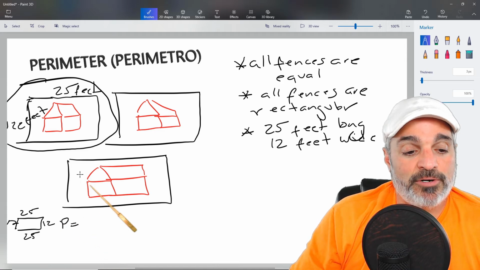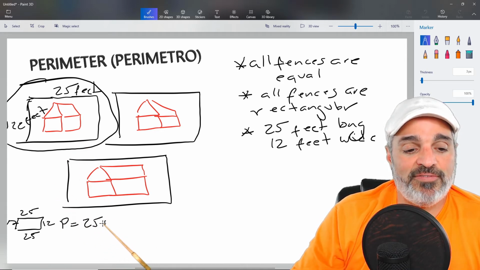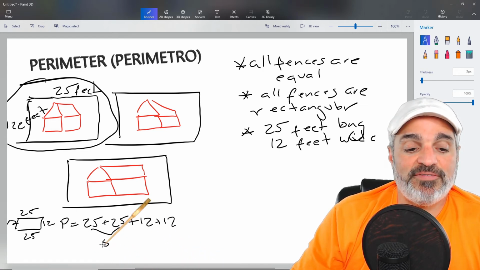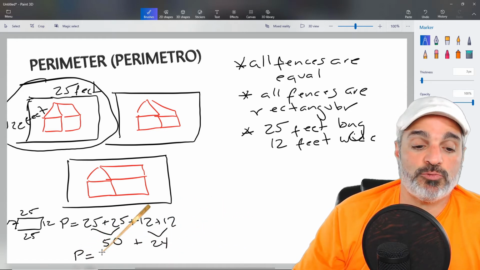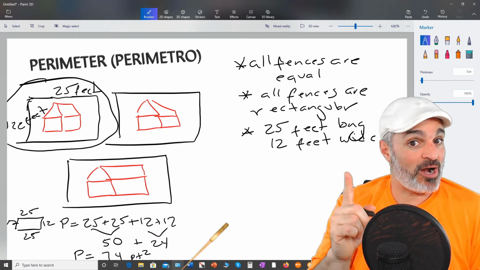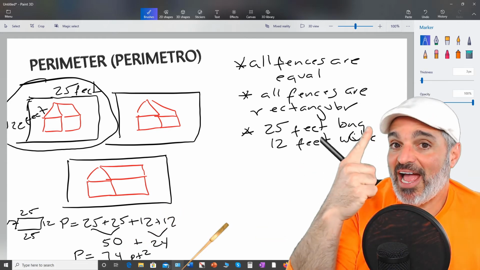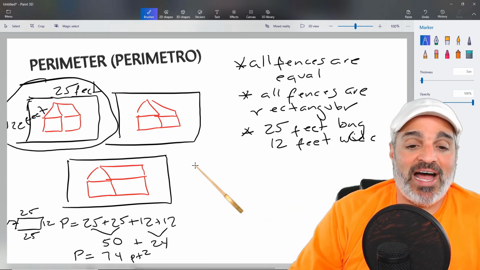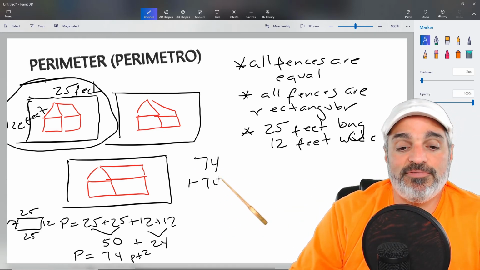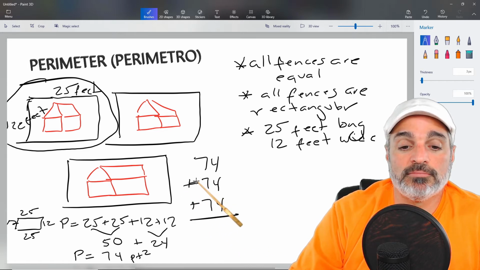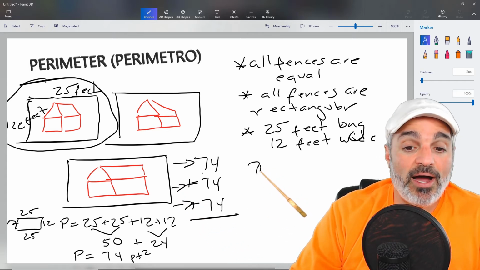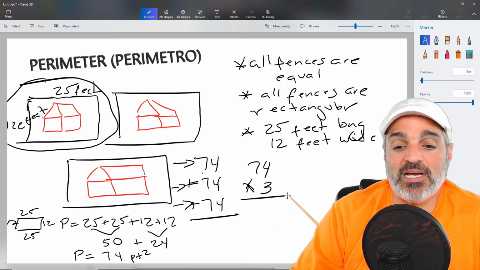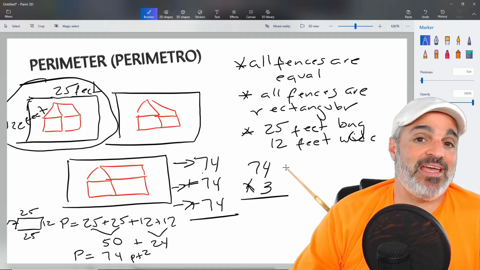So if I want to find the perimeter of this first house, I add 25 plus 25 plus 12 plus 12. 25 and 25 is 50. 12 and 12 is 24. So the perimeter is 50 plus 24, which is 74. But the problem asked me for 3 houses. So now that I have one, I can do 2 things. I can add 74 plus 74 plus 74, first house, second house, third house. Or I can multiply 74 times 3. And you're supposed to get the same answer.